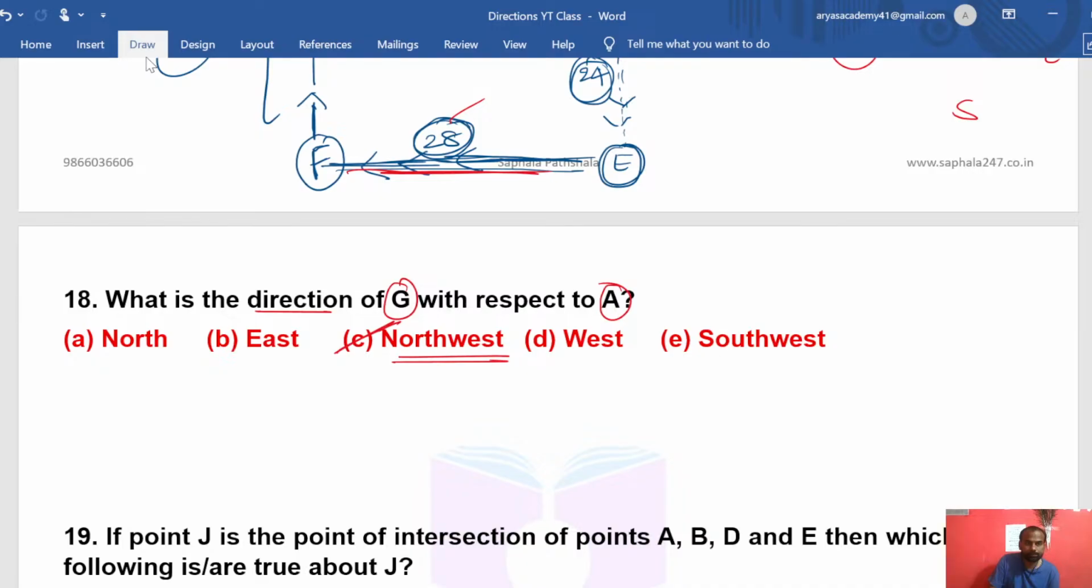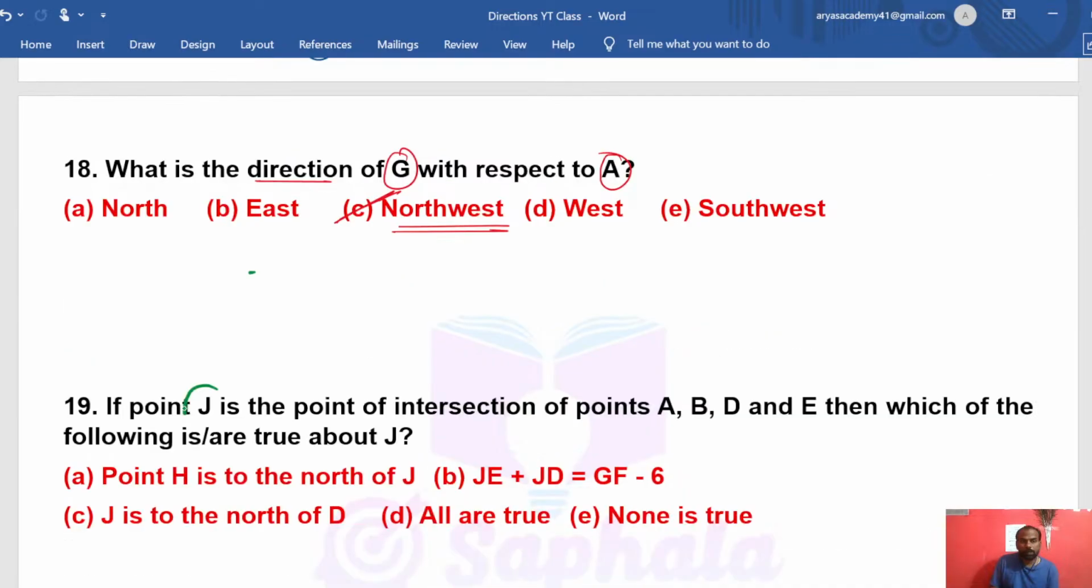Fine. Now we are moving on to question number 19. If point J is the point of intersection. What does intersection mean? Exactly, it cuts at the middle. The point of intersection of the points A, B, D and E, then which of the following is true about J, he is asking. See, clearly understand the question.